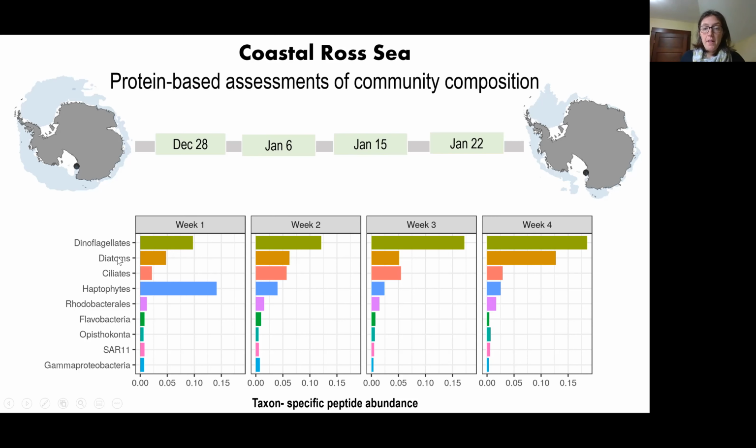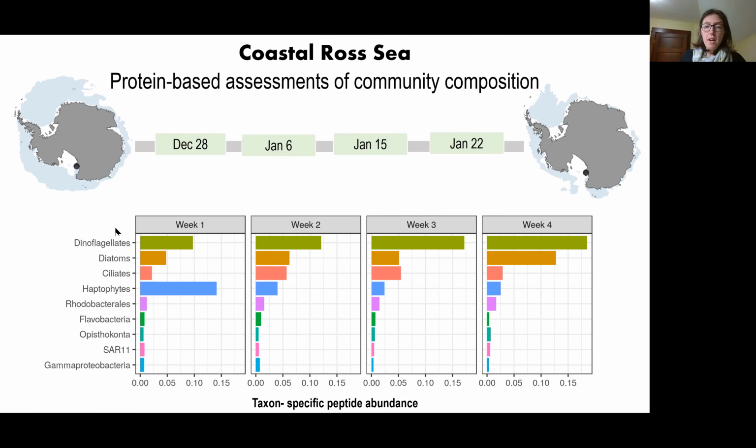We can also see that diatoms, for instance, are increasingly important as time goes on, as we get into this micronutrient limited system. And we've got a group here called haptophytes, and this is mostly Phaeocystis. It's important at the beginning of our time series and becomes less important through time here. And we've got various groups of bacterioplankton that we might be interested in as well.